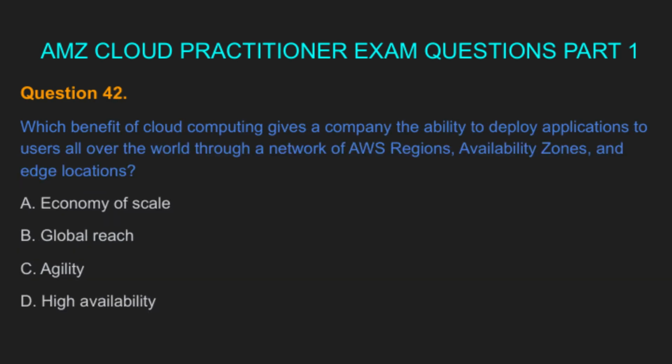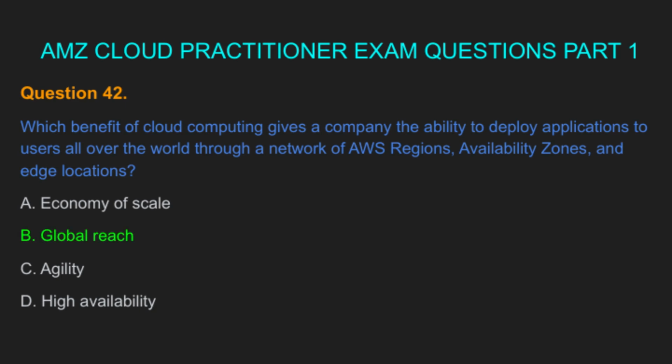Question 42. Which benefit of cloud computing gives a company the ability to deploy applications to users all over the world through a network of AWS regions, availability zones, and edge locations? A. Economy of scale. B. Global reach. C. Agility. D. High availability. The answer is B.